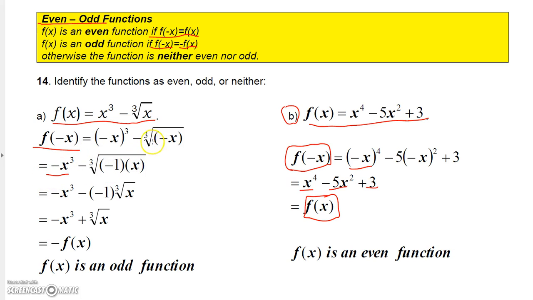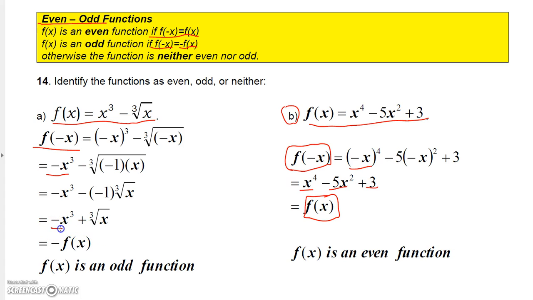The cube root of negative x is the same as the cube root of negative 1 times the cube root of x. And the cube root of negative 1 is simply negative 1. And so you end up with minus negative 1 times the cube root of x, which is just plus. Minus a minus is a plus. So you get minus x cubed plus the cube root of x.